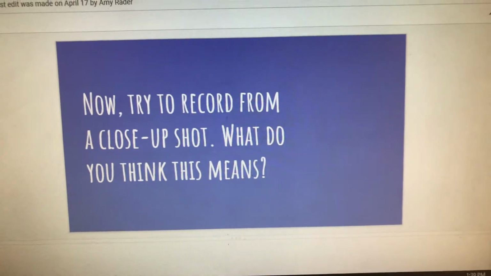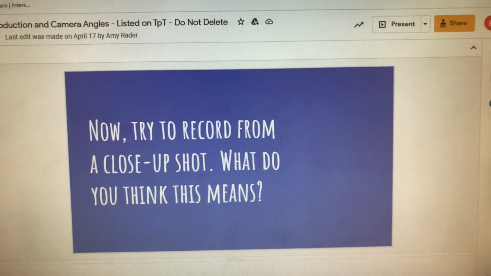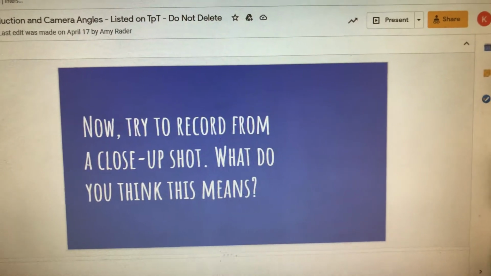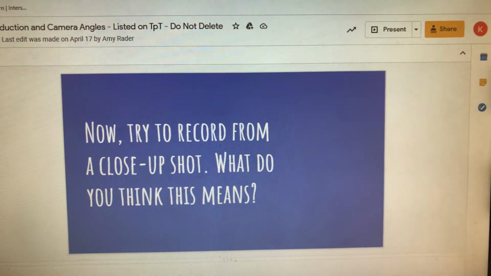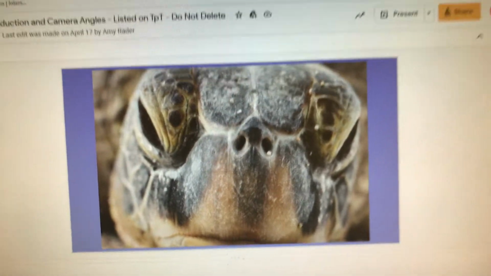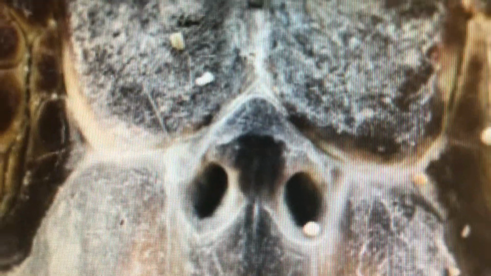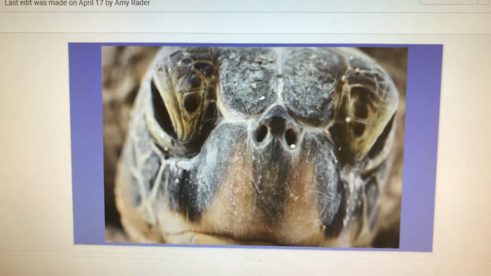Next, we're going to record from a close-up shot. Now, what do you think a close-up might look like? This is a close-up. Do you see how close we are to that turtle's face? We're right up on him. This is a close-up shot.